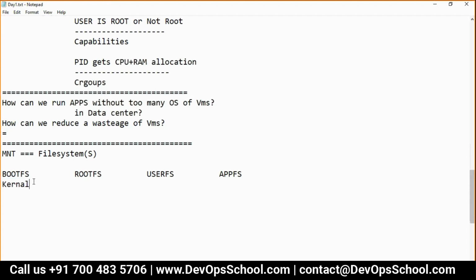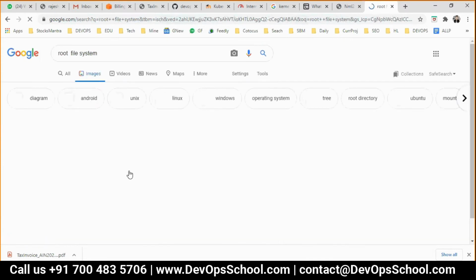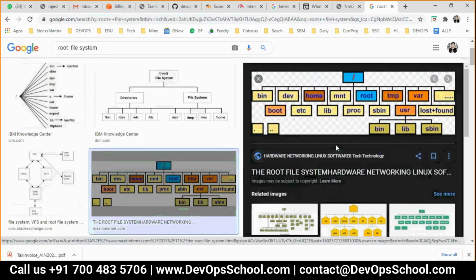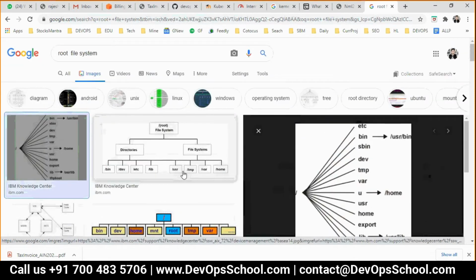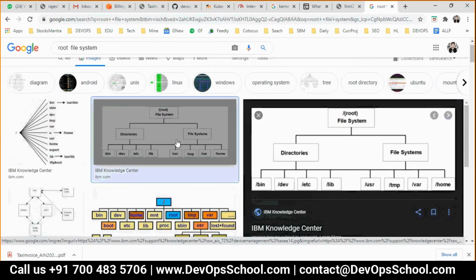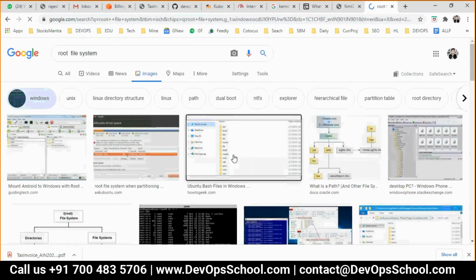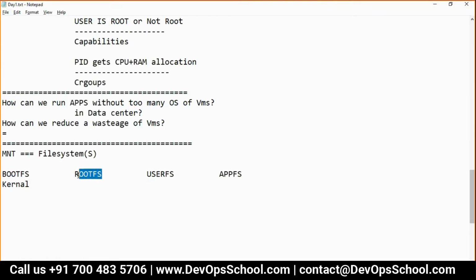Now guys, root file system, what is this? Root file system, the one which you can see. Let me show you the root file system. Have you seen this root file system? This file system, have you seen this? Everyone has seen this file system, root file system. C drive is a root file system. D drive is a root file system. OPT, SBIN. See, this is a root file system in Windows. So guys, this is a root file system. So are you comfortable with what a root file system is?